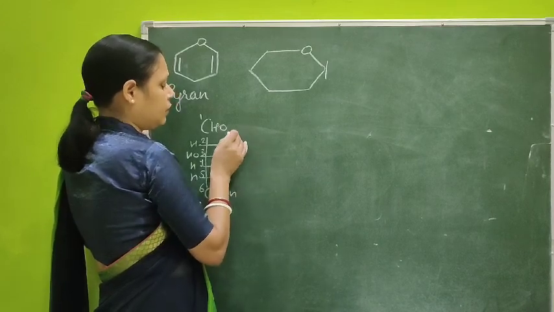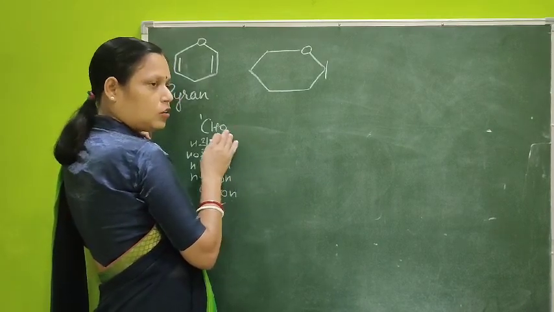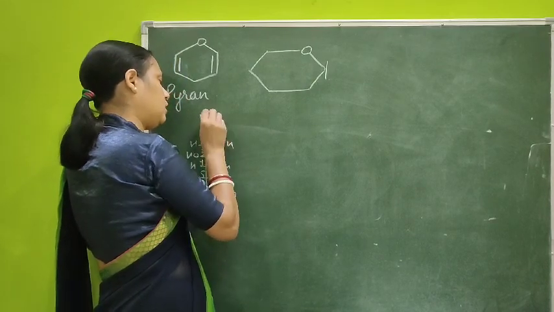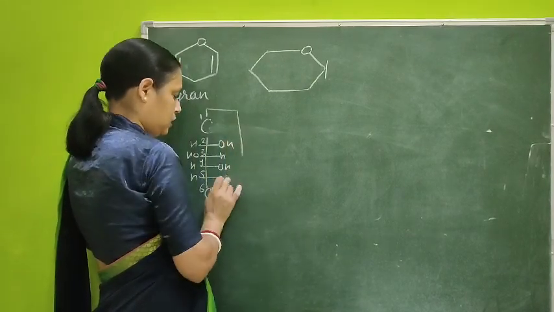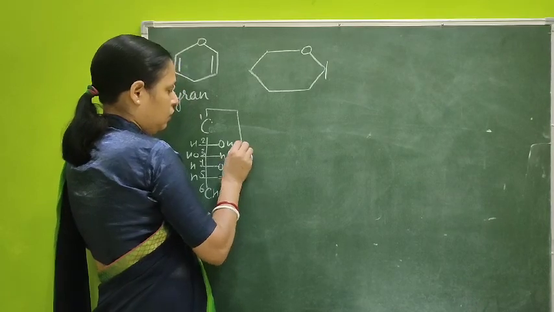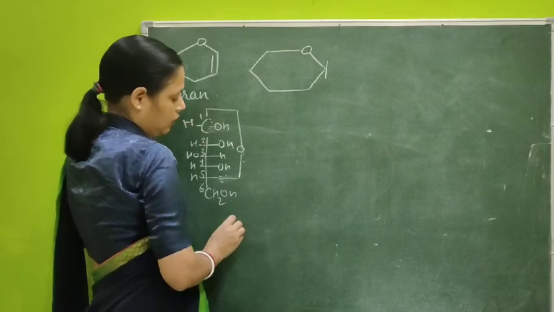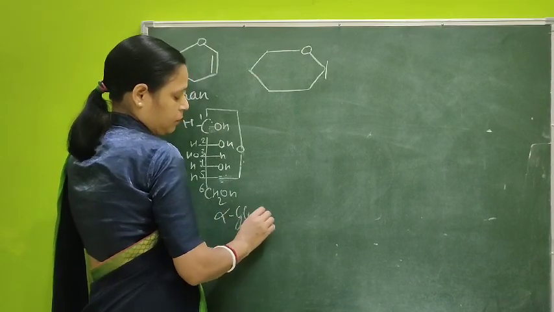What we have to see in alpha is that the hydroxyl group is on the left hand side and the other one is there. So here the link occurs between the first and 5th carbon. On one side OH is there, on the other side is H. This is your alpha glucose.